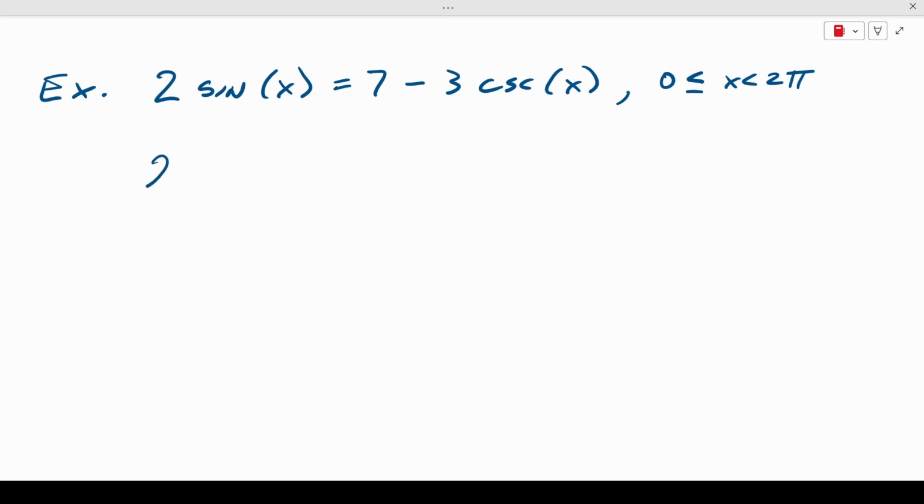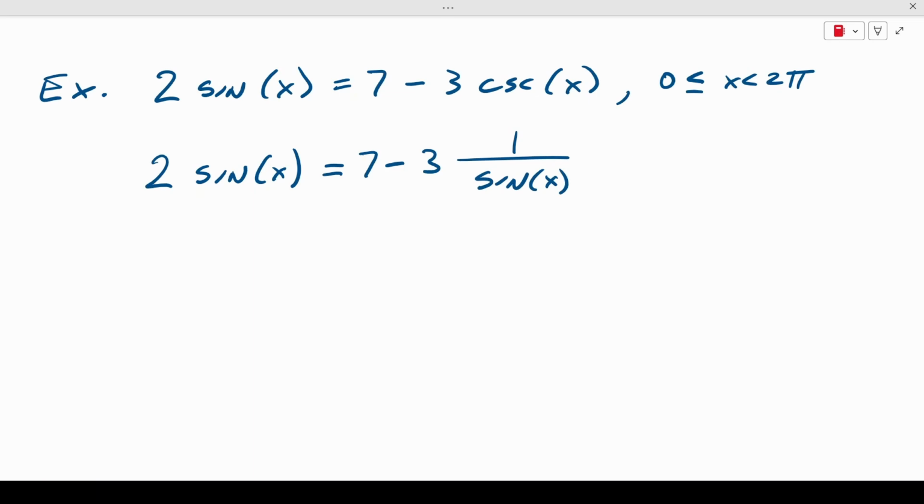I have some kind of interesting numbers here. That 7 scares me a little bit, but let's see what happens. 2s and 3s I'm a little bit more used to. So cosecant is 1 over sine. That's fine.